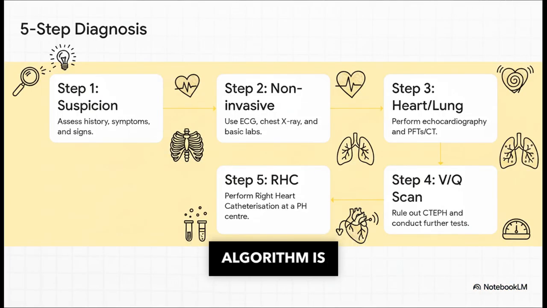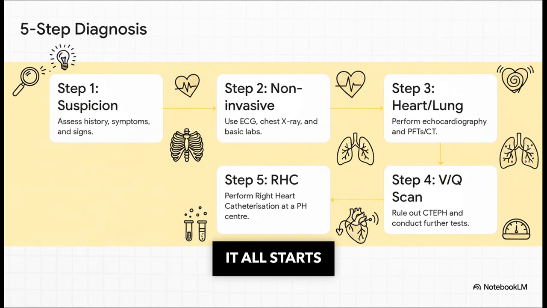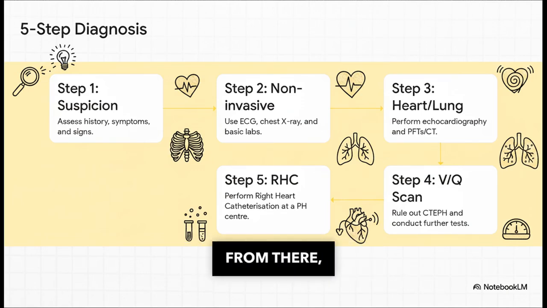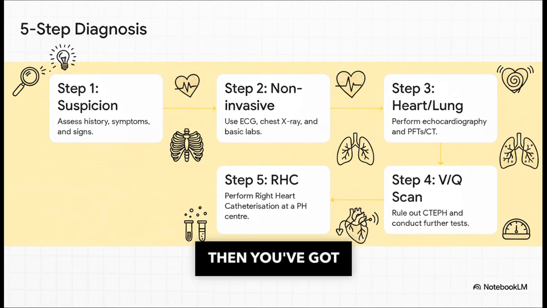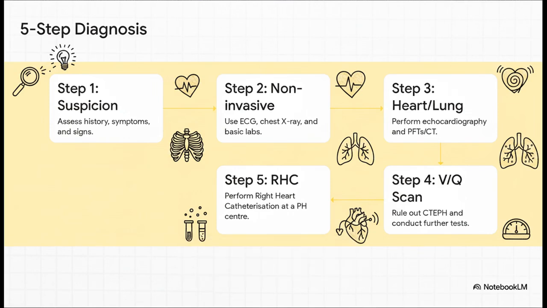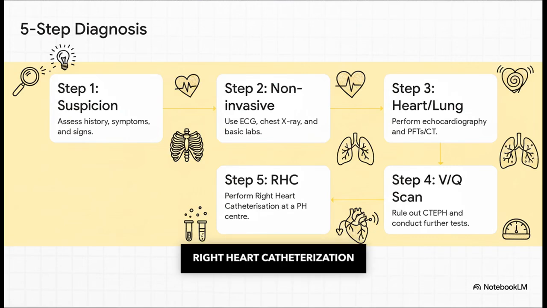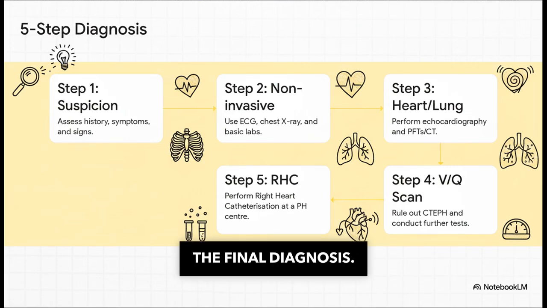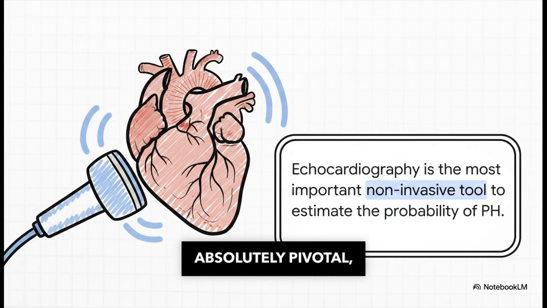So the proposed algorithm is this really logical 5-step progression. You see, it all starts with clinical suspicion and some simple non-invasive tools. From there, it moves into a comprehensive heart and lung assessment. Then you've got specific tests like a VQ scan to rule out CTEPH. And finally, for the right patient, it all culminates in that definitive right heart catheterization at a specialized pH center for the final diagnosis. Now, within this whole algorithm, step 3 is absolutely pivotal.